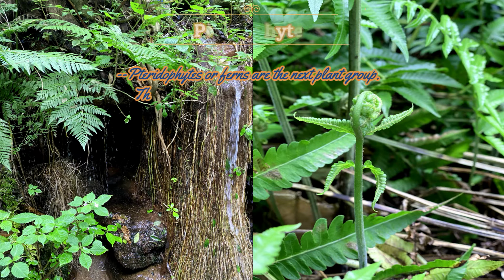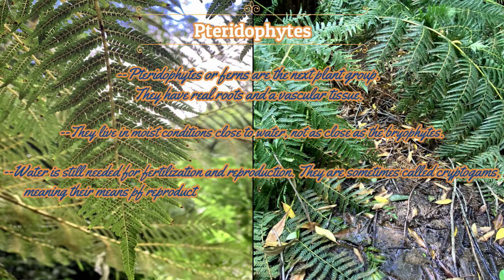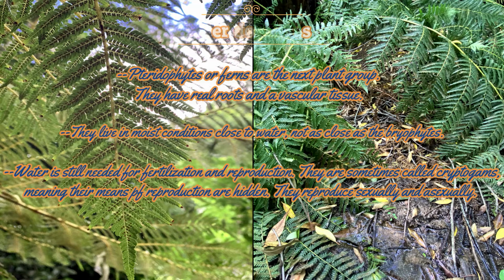Pteridophytes, or ferns. Pteridophytes, or ferns, are the next plant group. They have real roots and a vascular tissue. They live in moist conditions close to water, not as close as the bryophytes. Water is still needed for fertilization and reproduction. They are sometimes called cryptogams, meaning their means of reproduction are hidden. They reproduce sexually and asexually. Spores are formed for reproduction.